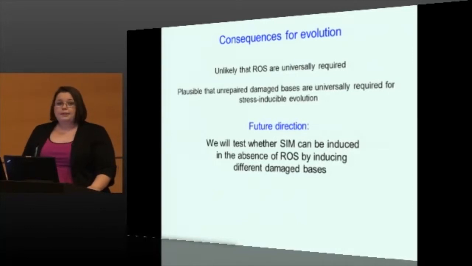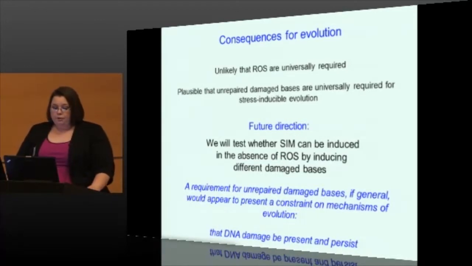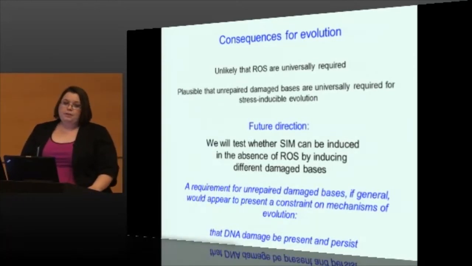So we're going to test this by taking away oxidation and damaging our DNA in another way, like alkylating agents, and see if we can suppress this requirement. But altogether, this shows that a requirement for unrepaired, damaged bases, if general, would appear to present a constraint on the mechanism of evolution across all organisms in multiple types of environments: that DNA damage be present and persist.